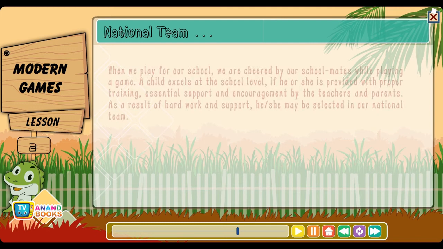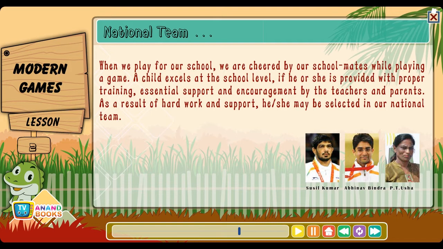National team. When we play for our school, we are cheered by our schoolmates while playing a game. A child excels at the school level if he or she is provided with proper training, essential support, and encouragement by the teachers and parents. As a result of hard work and support, he or she may be selected in our national team.